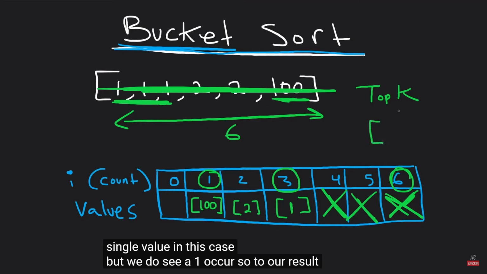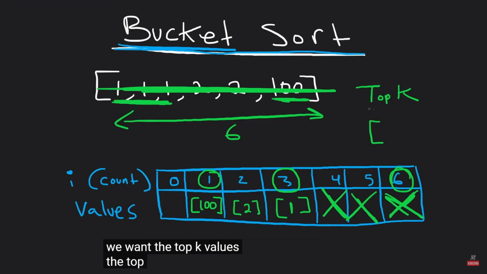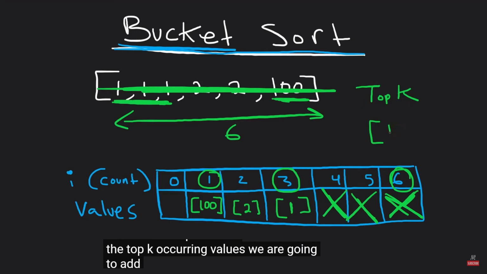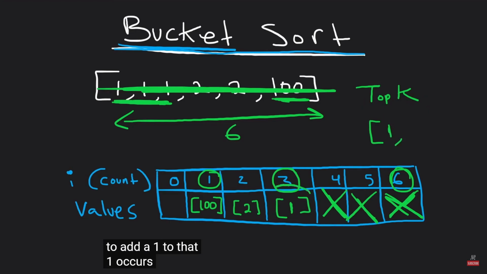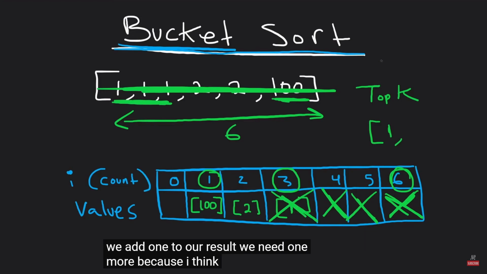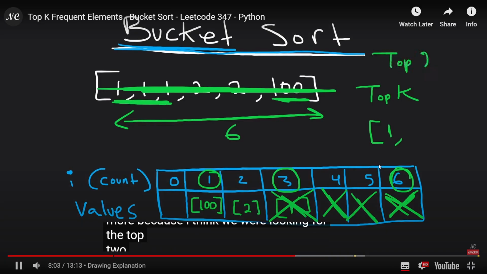So to our result, we want the top k occurring values, we are going to add a 1 to that. 1 occurs most frequently in the input array. So we add 1 to our result, we need 1 more. Because I think we were looking for the top, wait, 2 values.